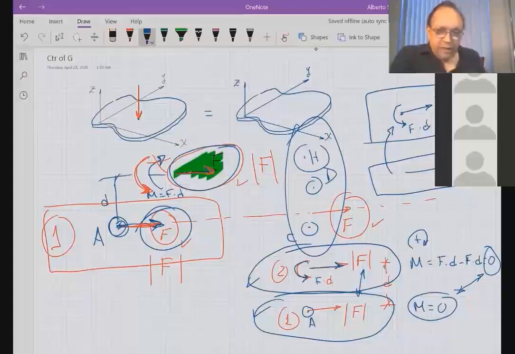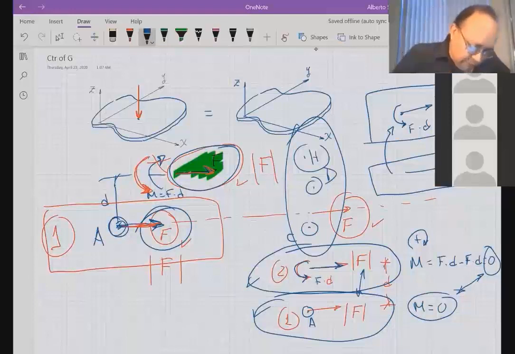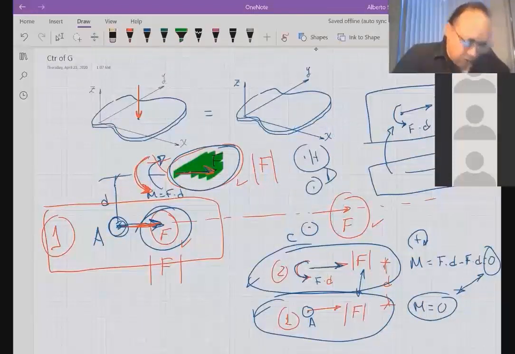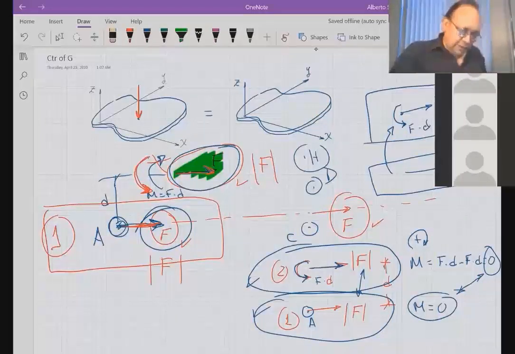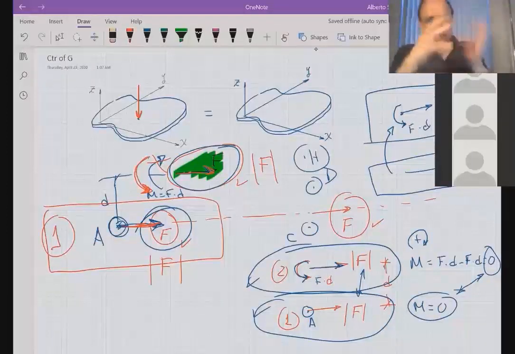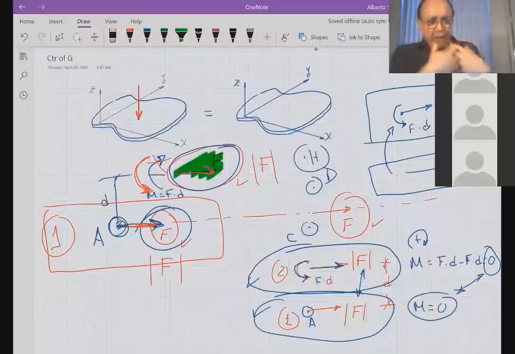Once the moment is the same for both systems with respect to a point, it will be the same for any point that you choose. So that's the concept behind how to find the location of a center of gravity. The idea is that any object is made out of all its particles, all the particles that make up the whole body. Each particle has its own weight.